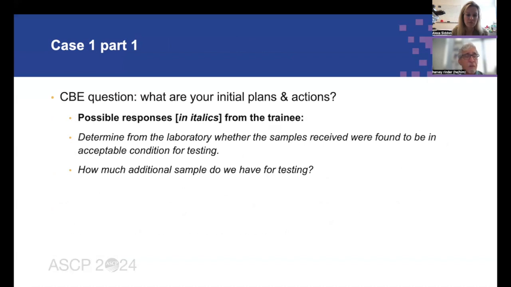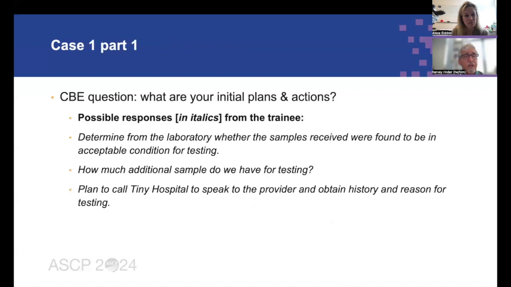They might ask, how much additional sample do we have for testing? They may desire to plan to call Tiny Hospital to speak to the provider and obtain both a history and the rationale for testing. Finally, if they want to get down to it, they may say, if adequate samples are present and we can do these tests, let's perform a PTT mixing study.